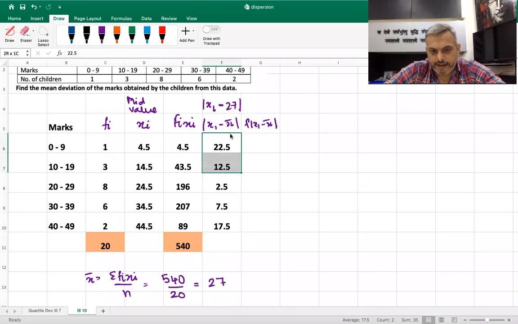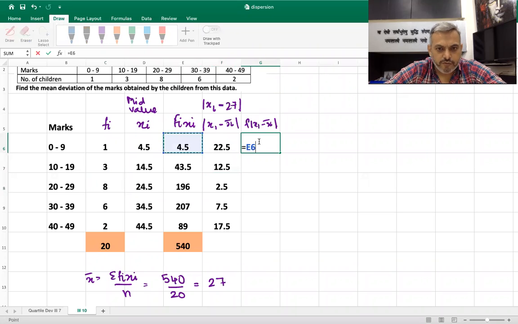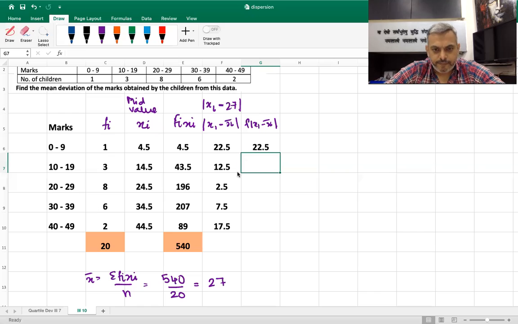Now you don't need to do the total of this. We have to find Fi into modulus Xi minus X bar. It means the frequency 1 into 22.5, 3 into 12.5, 8 into 2.5. That's what we have to do. So Fi into, you can watch the screen, 1 into 22.5. Do that for all, and then do the total.